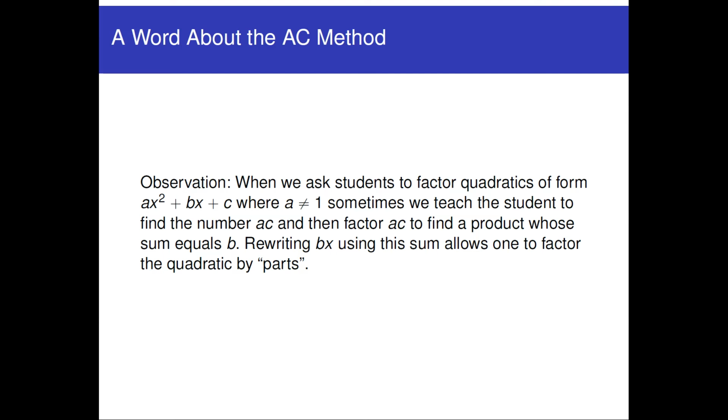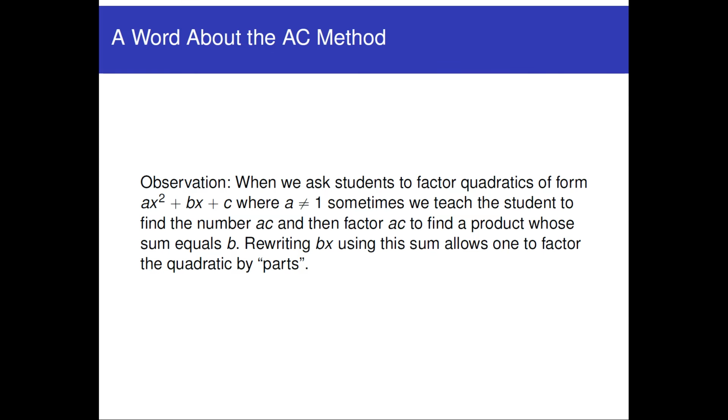and then we factor AC to find two factors, or a product equaling AC, whose sum equals b. And then we rewrite bx using this sum, and that allows us to factor the quadratic by parts. Let me show you an example if you've never seen this.